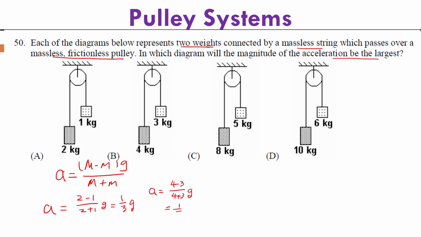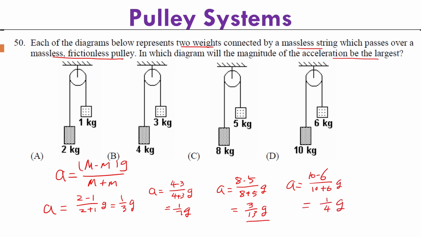So it's 1/7 g. And for the third choice, the acceleration is (8 minus 5) divided by (8 plus 5) times g. So we get 3/13 times g. And for the fourth option, the acceleration we get is (10 minus 6) divided by (10 plus 6) times g, which is 1/4 g. So if we compare all these accelerations, clearly A has the largest acceleration.